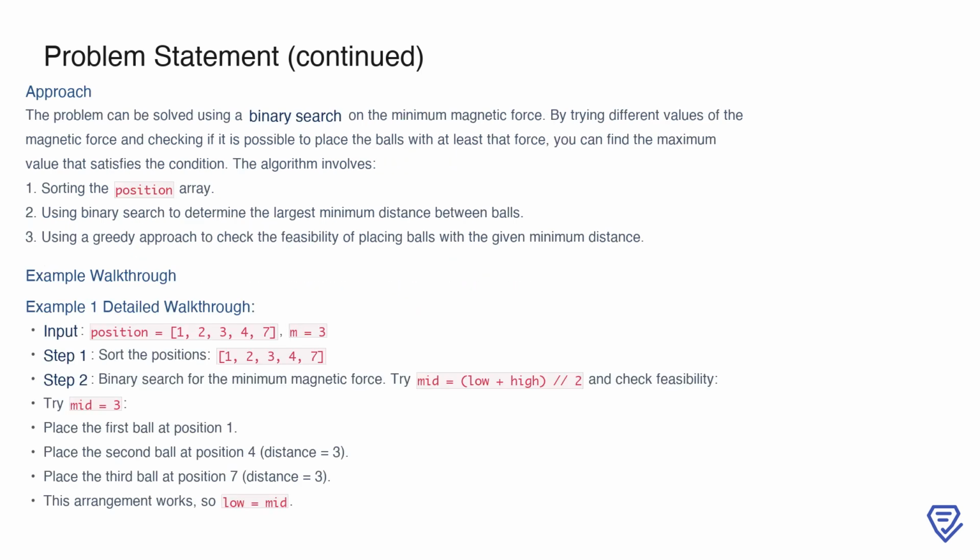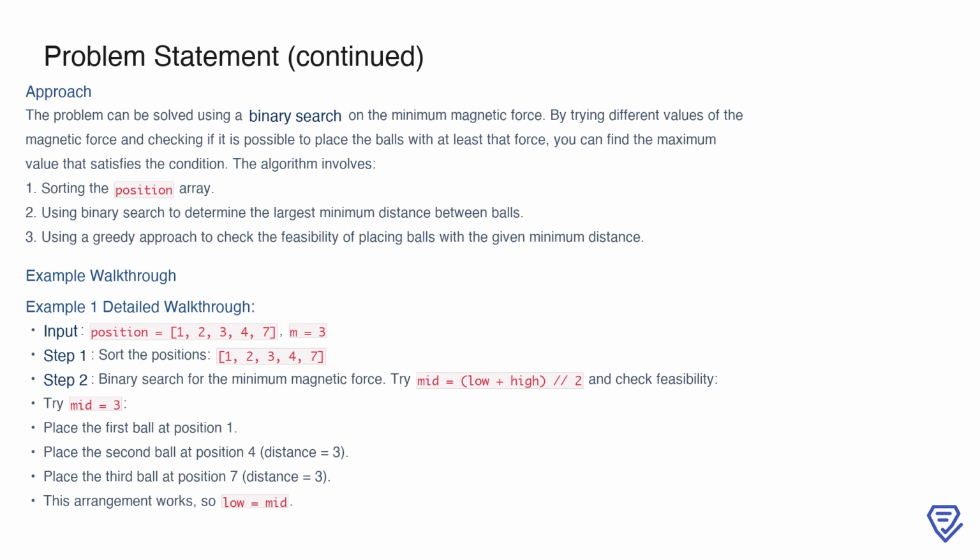The key to solving this problem lies in using a binary search approach to determine the largest minimum magnetic force. First, you sort the position array to ensure the positions are in ascending order. Next, you perform a binary search on the possible values of the magnetic force. You start with a lower bound of 1 and an upper bound equal to the difference between the smallest and largest positions in the array.